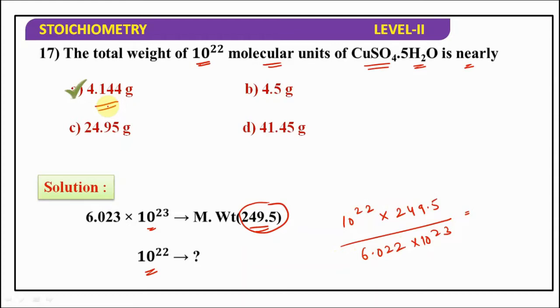Is it clear? See, all are simplified calculations. These types of calculations you can call unitary method calculations. Like 1 mole consists of how much? Then 2 moles consist of how much? Such calculations are unitary method calculations. Understood?